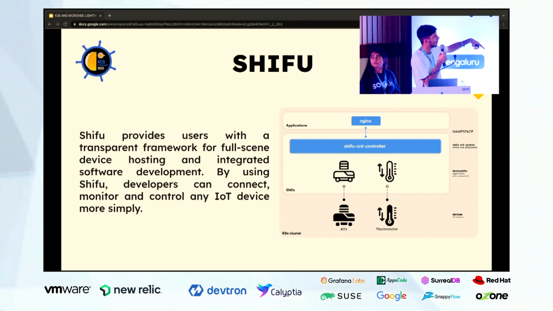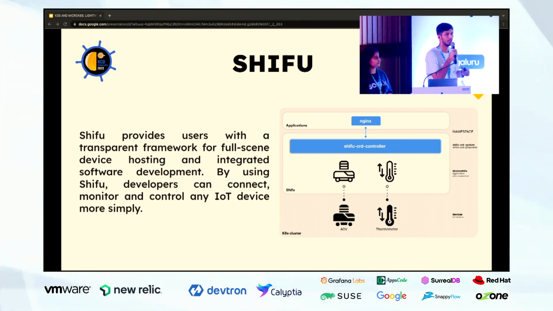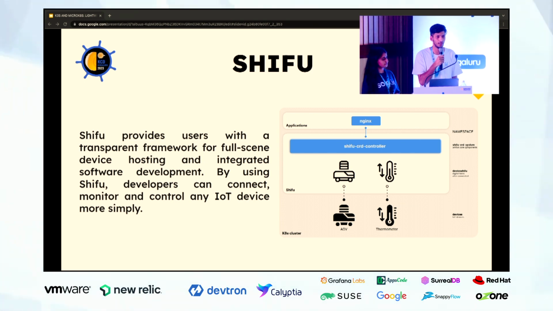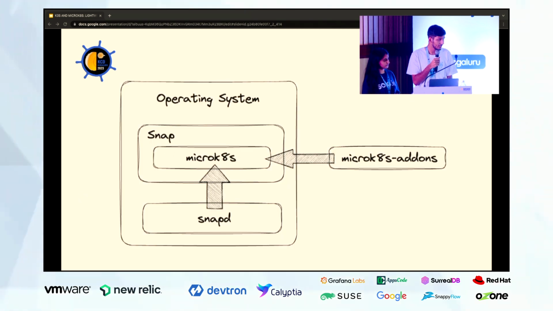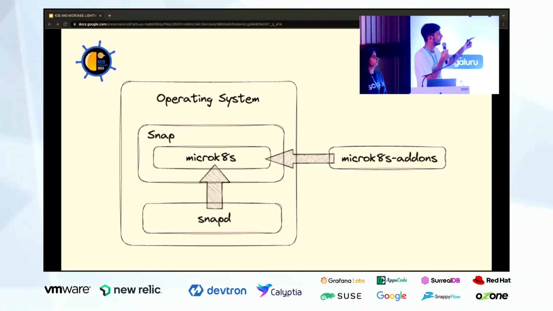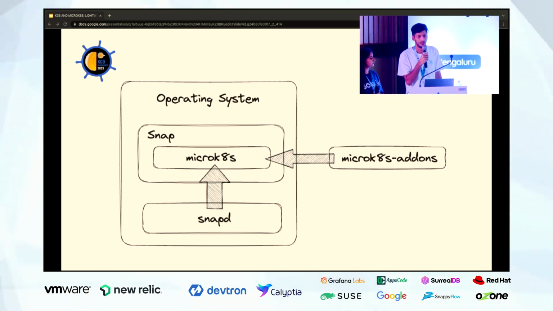Here we have an example of a thermometer. Here, the thermometer is connected, and Shifu has made a digital twin of the thermometer in the Kubernetes cluster, and then you can work around it. I have tried to enhance that diagram. Whenever you hit microk8s enable for any particular add-on, it directly gets installed into your MicroK8s cluster.